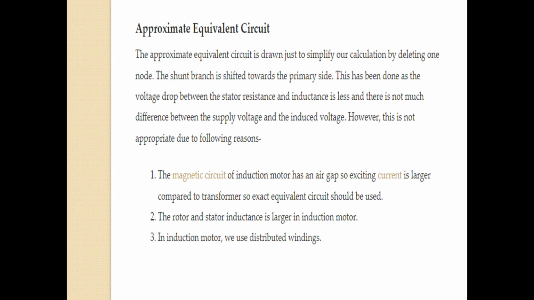The magnetic circuit of the induction motor has an air gap, so the exciting current is larger compared to a transformer, so the exact equivalent circuit should be used. The rotor and stator leakage inductance is larger in the induction motor. In the induction motor, distributed winding is used.